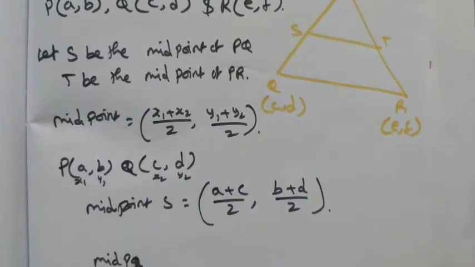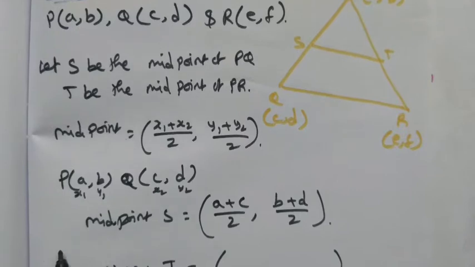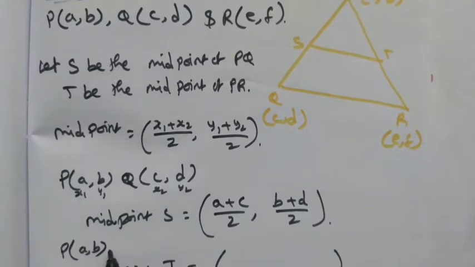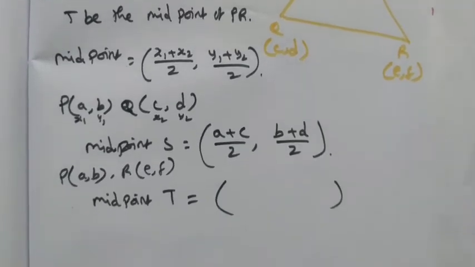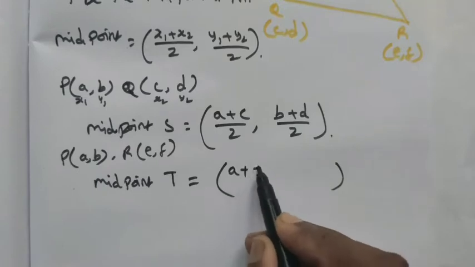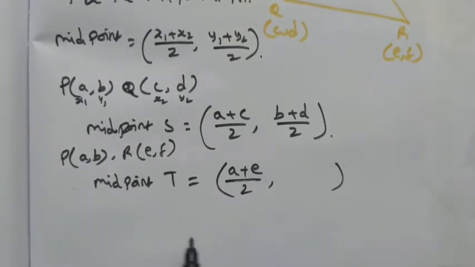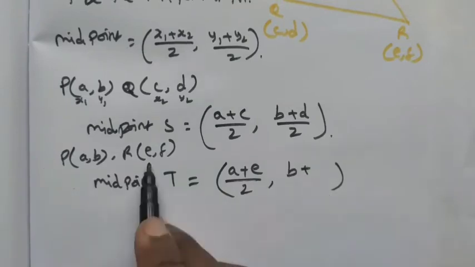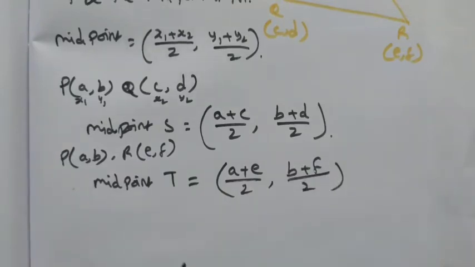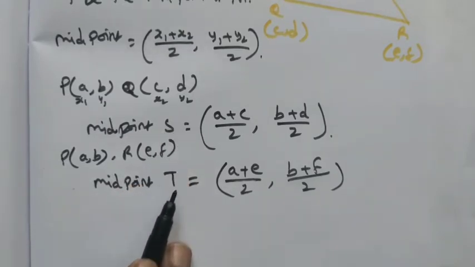Then the midpoint of T is equal to, we know the midpoint of the points P and R. P is (a, b) and R is (e, f), as given. Let me take x1, y1, x2, y2. x1 is equal to a, x2 is equal to e, divided by 2, y1 is equal to b, y2 is equal to f, divided by 2. This is the midpoint T. Now we have found out the points S and T.